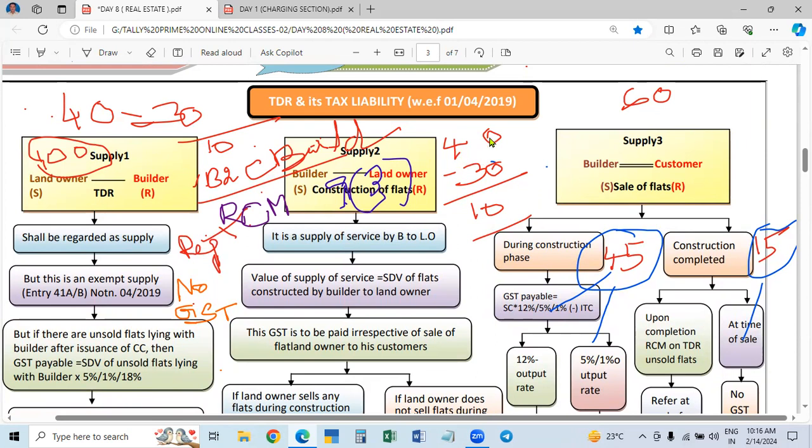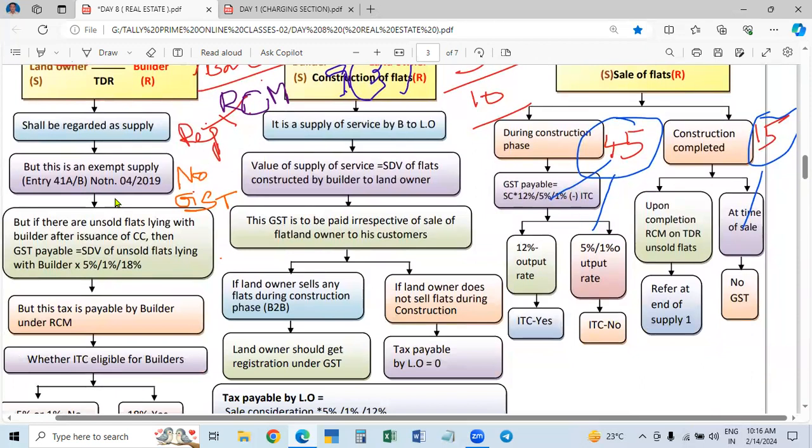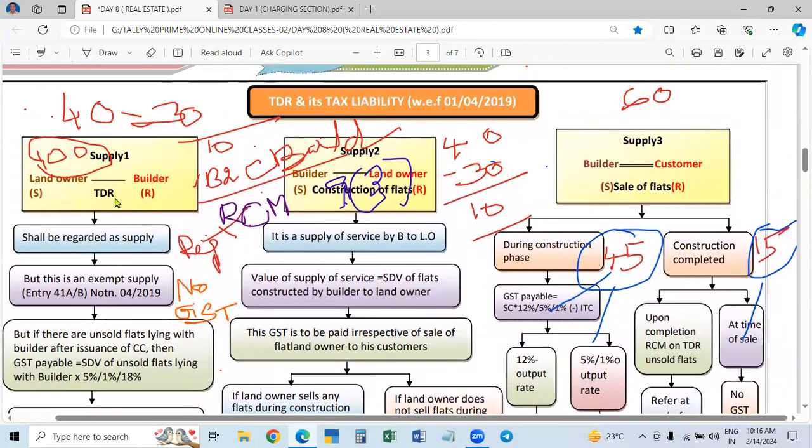Now here, the builder is liable to pay the GST on the 40 flats given to the landlord. Actually, after completion of the construction, he has to pay. But here, since the landlord sold during construction and to get the ITC back, he paid the tax to the developer or the builder. He is also called developer or builder, or in the Act he is shown as promoter also. So for the 30 flats, he paid during construction itself.